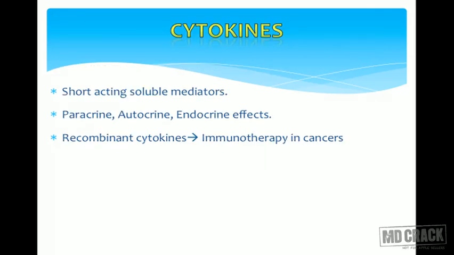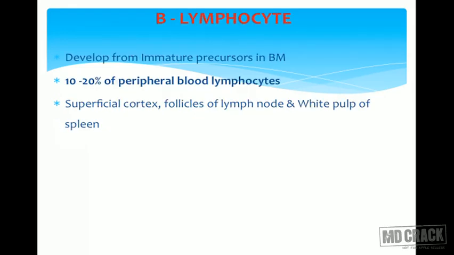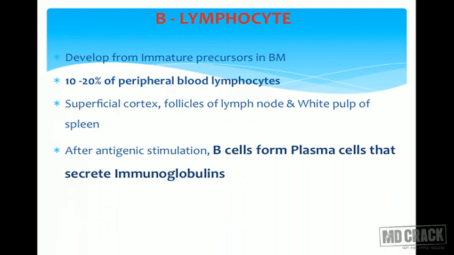Plenty of cytokines, as I told, are released by the T lymphocytes. As you know already, cytokines are the messenger molecules of the immune system. They are short-acting soluble mediators. They have three types of actions: autocrine, paracrine, and endocrine actions. Nowadays, a new concept of treatment is coming up with recombinant cytokines, that is immunotherapy for cancer patients. So a lot of research is going on in the field of cytokine studies.